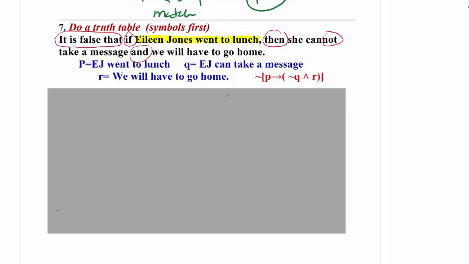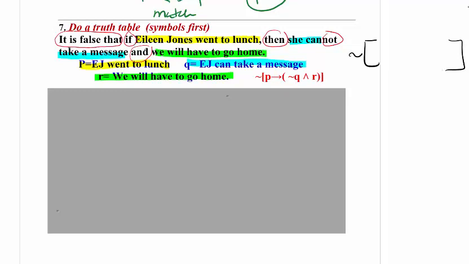So we go directly, in this case, in the order it's in. Eileen Joe went to lunch is my P, and I know that says a capital; that should be a lowercase. She can take a message is my Q. My R, we will go home. So now we're putting in our symbols. "It is false that," remember, means to negate the whole thing. So whenever you see that, you want to basically do this and then ignore it, like put everything else in there. It is easy to forget it if you wait.